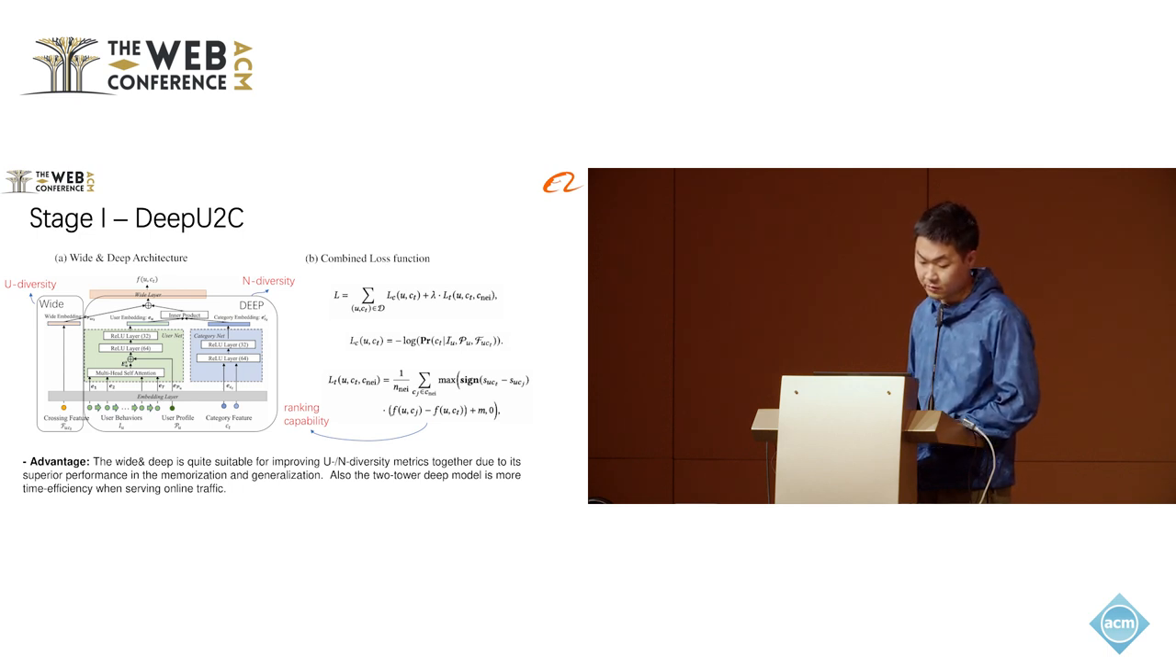Also, we use a combined loss function to guide our model's training. This contains two parts. One part is a cross entropy loss. And the other is a triplet loss. It will improve the ranking capacity on categories.